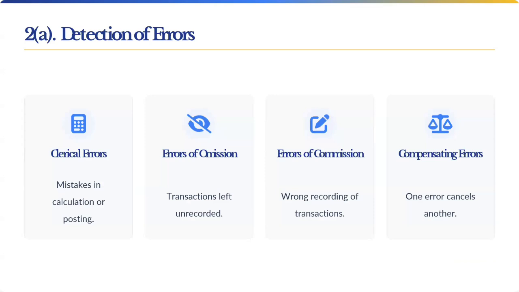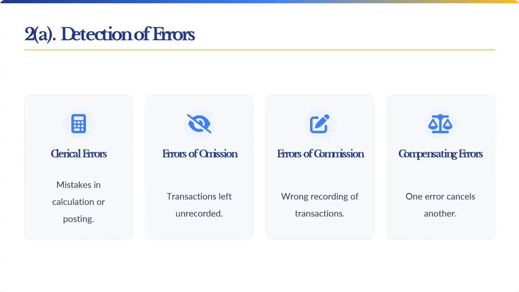Then we have the second, that is the detection of errors, your secondary objective. Now, secondary objectives include clerical mistakes. It can be a mistake in calculating or posting. Sometimes it so happens that we are showing something but mistakenly something else gets typed. Then we have errors of omission. By any chance, you should not leave any transactions unrecorded. Whatever transactions you have done in a year should be recorded in that financial statement.